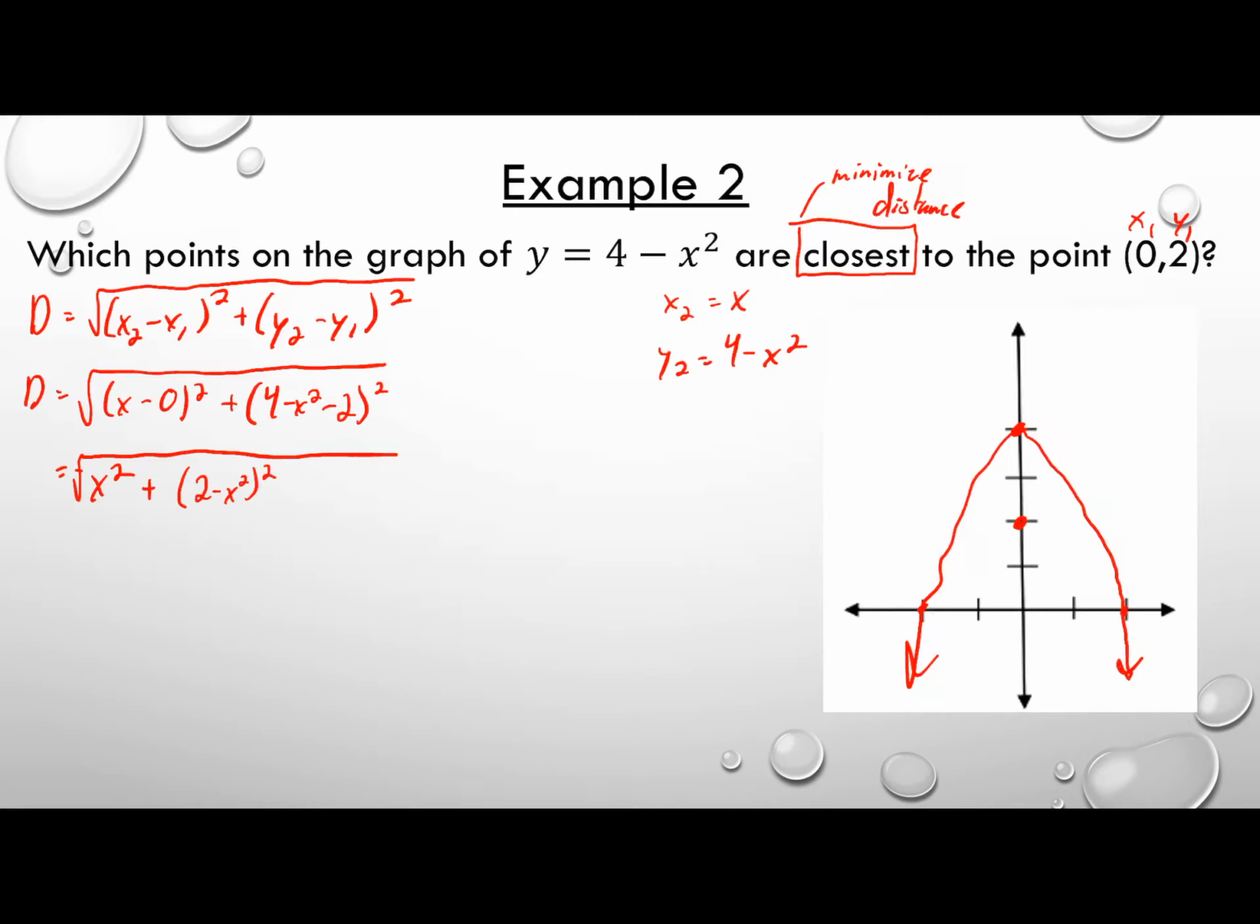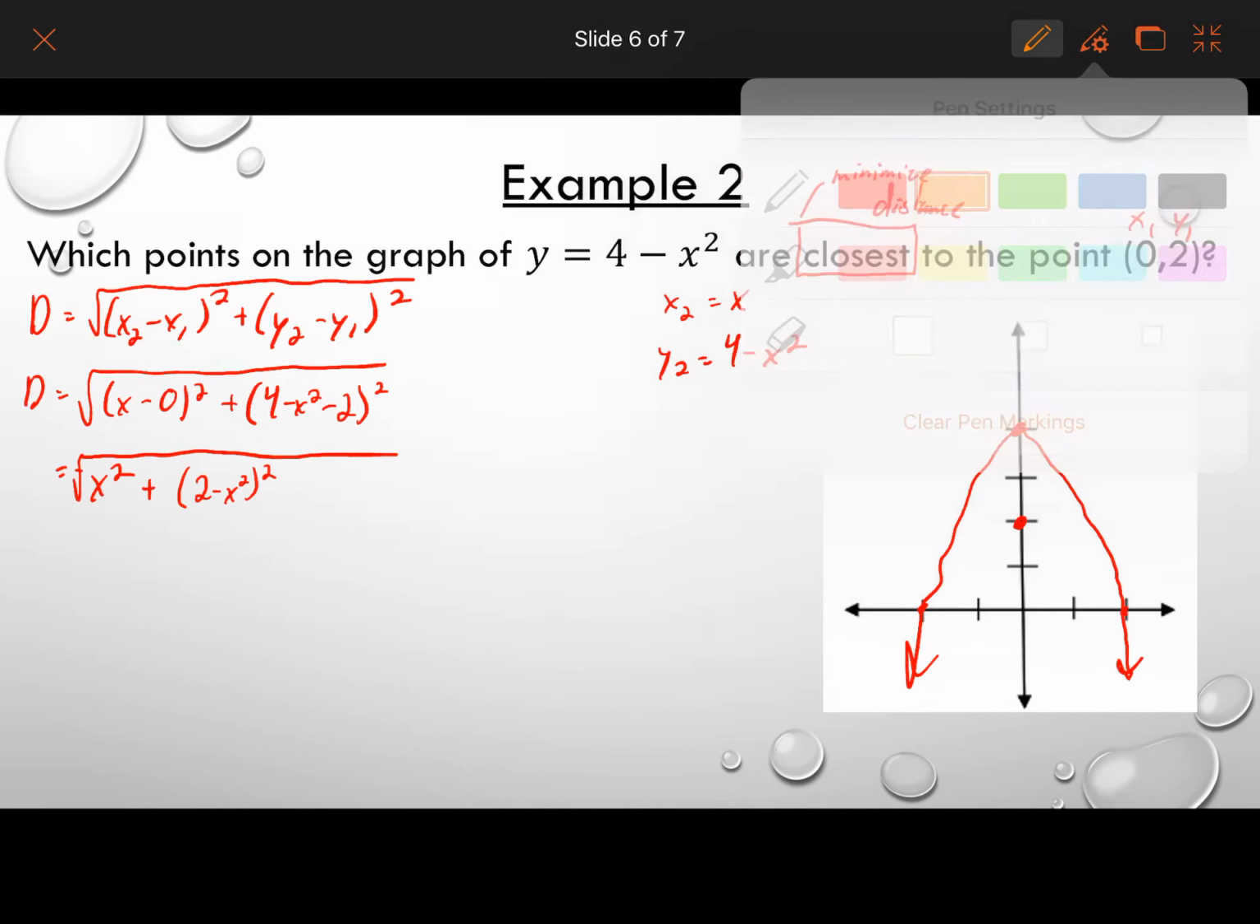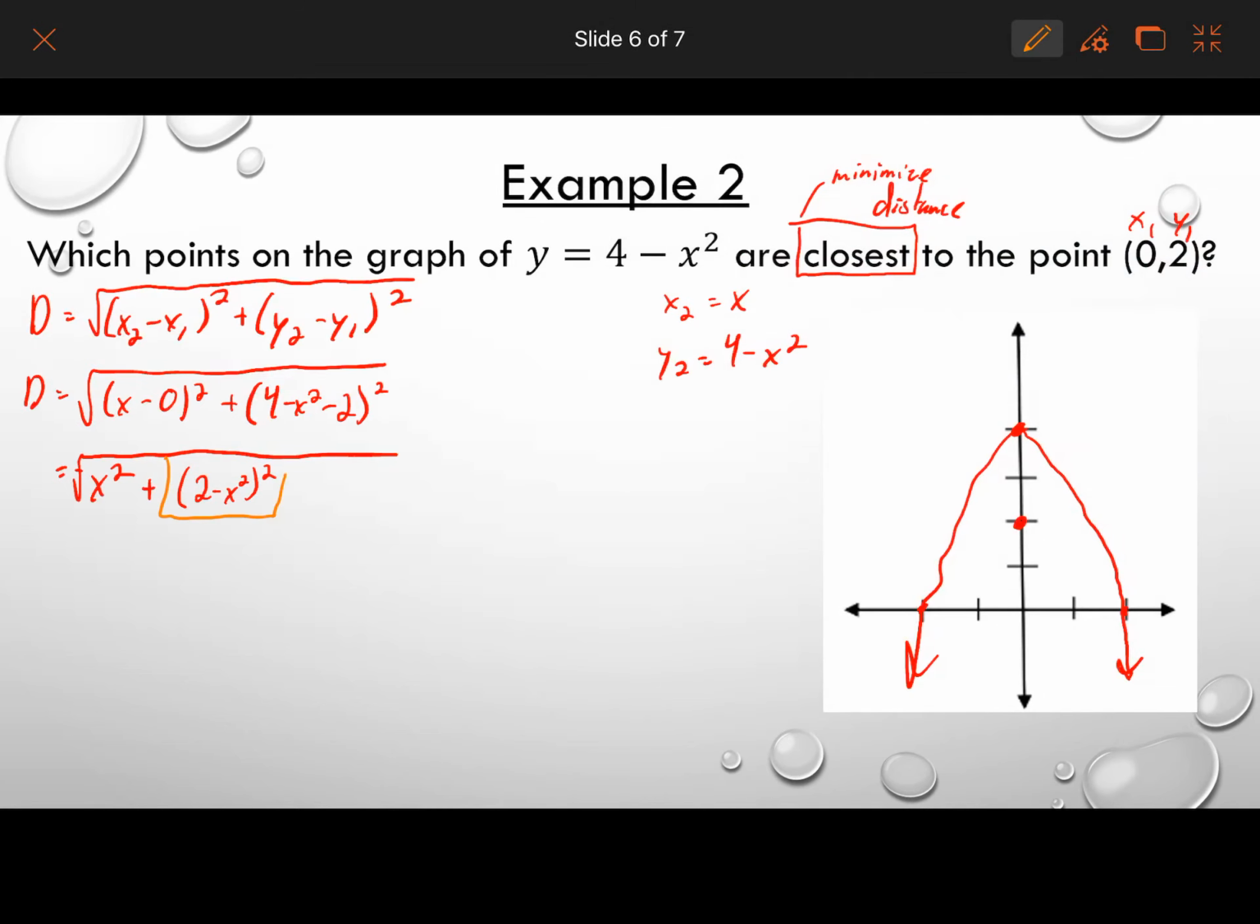So we have to simplify that. Let's do that off to the side. We're going to simplify this (2 minus x squared) squared. Remember, that's the same thing as 2 minus x squared times 2 minus x squared. So we're going to distribute, or as many of you call it, foiling. We get 4 minus 2x squared minus 2x squared plus x to the 4th. So 4 minus 4x squared plus x to the 4th. All right.